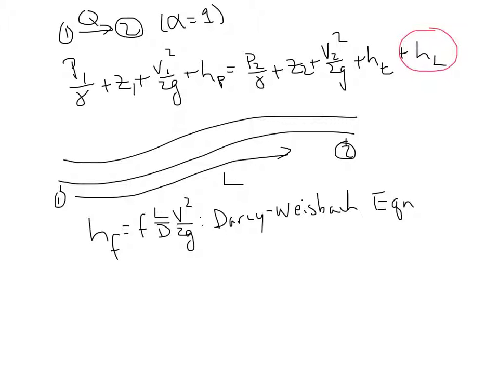V squared over 2g, that's just our kinetic energy group. L over D is well defined by the problem. The new quantity here is f, the friction factor. So f is a function of the Reynolds number, and it's a function of the roughness ratio, where epsilon is the roughness of the pipe. This relationship is captured by the Moody diagram, which we're going to look at in our next lecture.